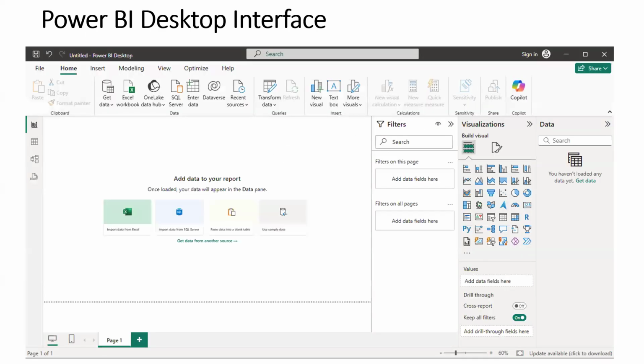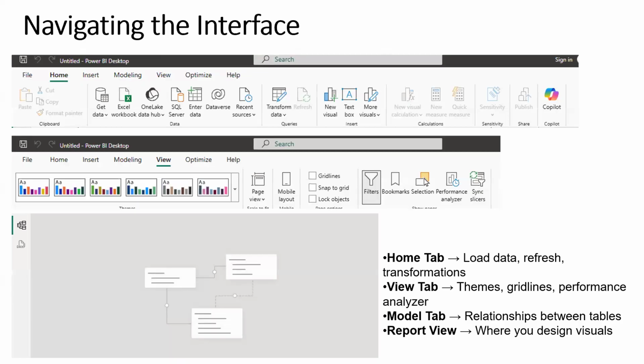Okay, like I've shown you on the live one, this is the Power BI desktop interface. The home tab, so if you look at the Power BI interface, we have the different ribbons. We have the home, the search, the modeling, the view, the optimize, and the help.